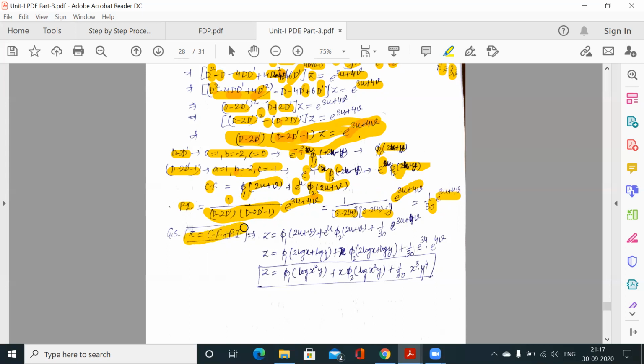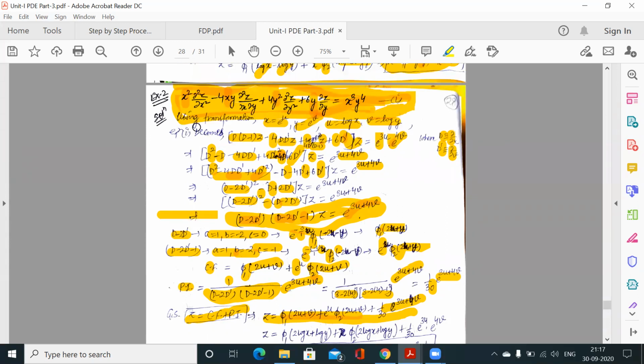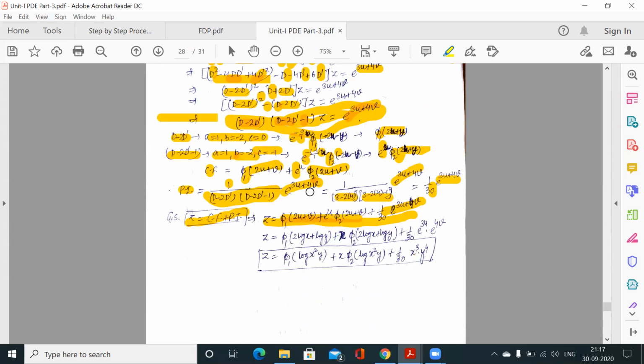So what is the general solution? CF plus PI. This is CF, this is PI, but this is the solution for this equation, not our original equation, because we have x and y as independent variables. So these are our independent variables, x and y. So we have to convert u and v in terms of x and y. So simply, u is log x, v is log y, e to the power u is x. So this is 2 log x plus log y plus 1 over 30.